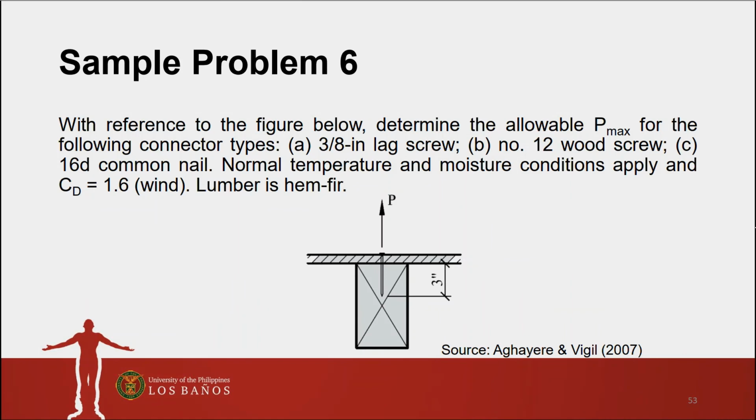Sample problem number 6, with reference to the figure below: determine the allowable P max for the following connector types. A, 3/8-inch lag screw. B, number 12 wood screw. C, 16D common nail. The wood member experiences normal temperature and moisture conditions, and C sub D is equal to 1.6 for wind. The lumber is hem-fir.